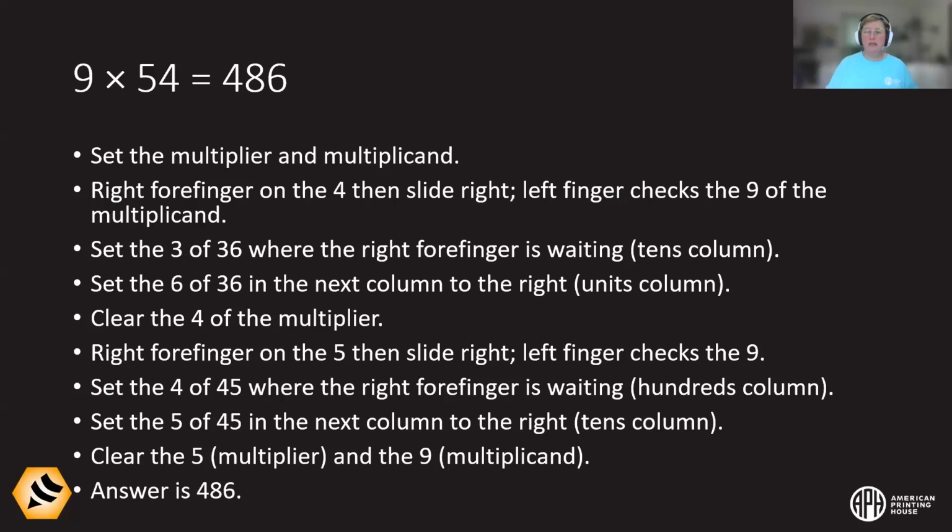5 times what? The left finger tells us 9. 5 times 9 is 45. Where your right forefinger is waiting, set the 4 of 45. Move to the next column to the right, set the 5 of 45. Clear the 5 of the multiplier and the 9 multiplicand.